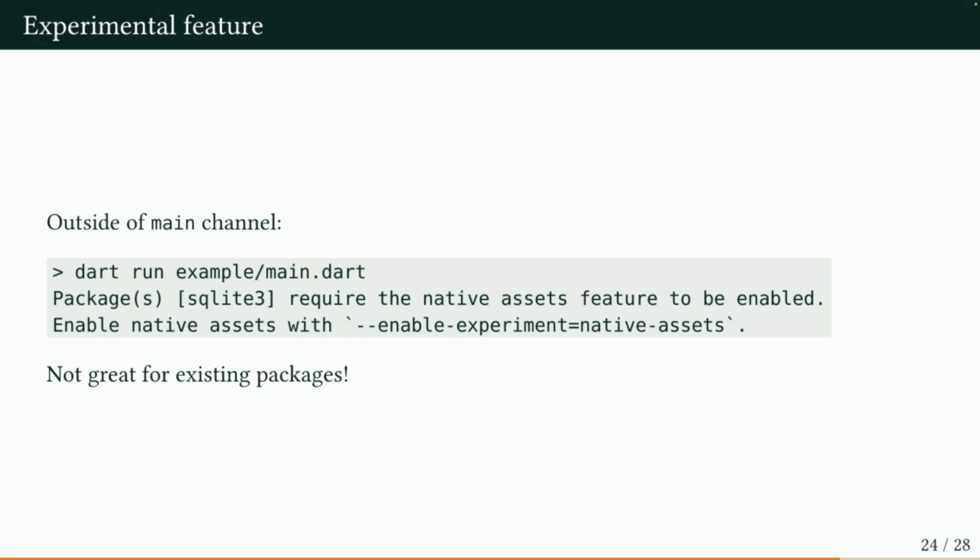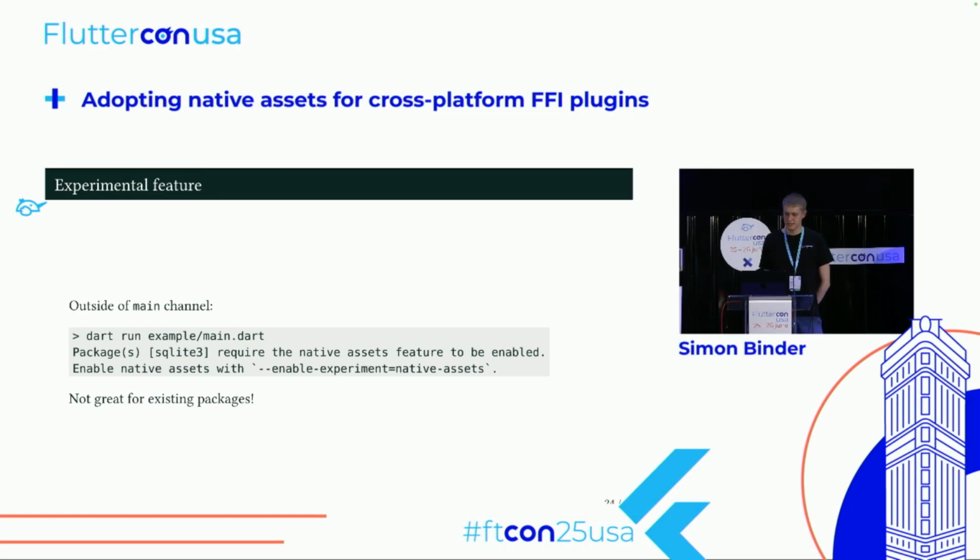So if you use stable Dart or stable Flutter, and you depend on any library that is relying on native assets, you will get this handy warning that, in this case, the SQLite package requires the native assets feature to be enabled, and you need to use this enable experiment flag. Obviously, if you care about stable Flutter apps, enabling an experiment is probably not what you had in mind.